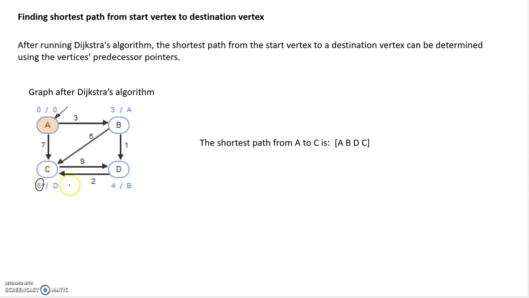Now, what is that path? I'll work backwards. From C, you have to go to D, that's the parent node or predecessor node. And from D, you have to go to B, the predecessor node. And from B, you have to go to A, which is the predecessor node. So the path A, B, D, C has the value 3, plus 1 is 4, plus 2 is 6, the cheapest way to go from A to C, the shortest path.